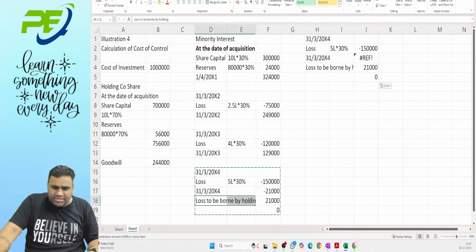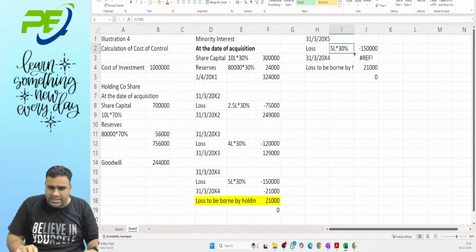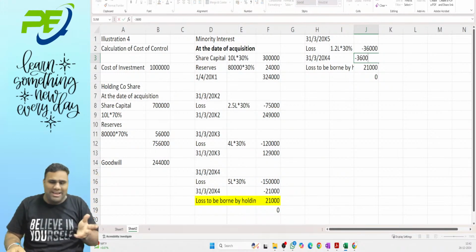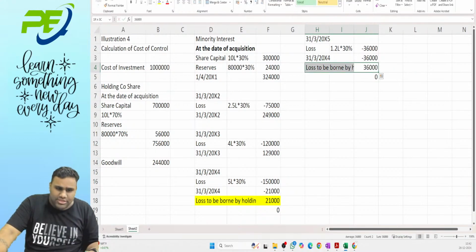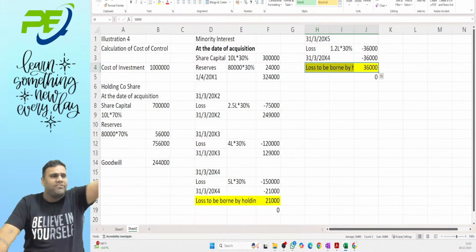And I'm highlighting this number. Why, you will know in some time. So 20x5 loss of 1,20,000 means the losses were being reduced. 36,000. So here, earlier it was 0, now minus 36. How much loss for the holding company? 36,000. This loss is also borne by the holding company. Everyone clear till here?